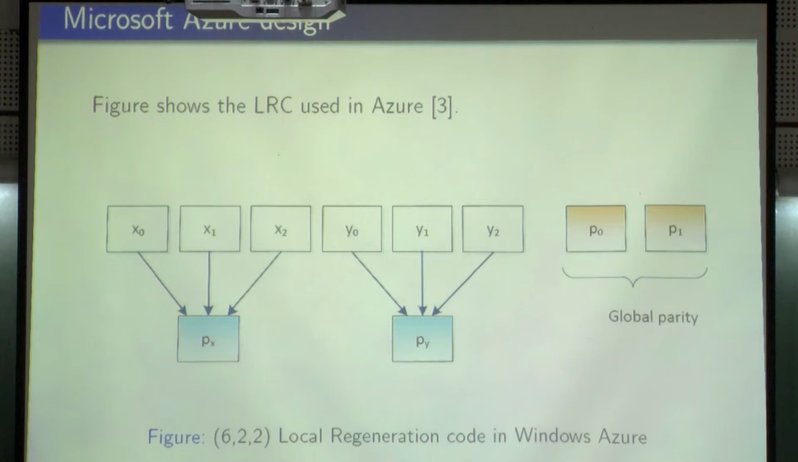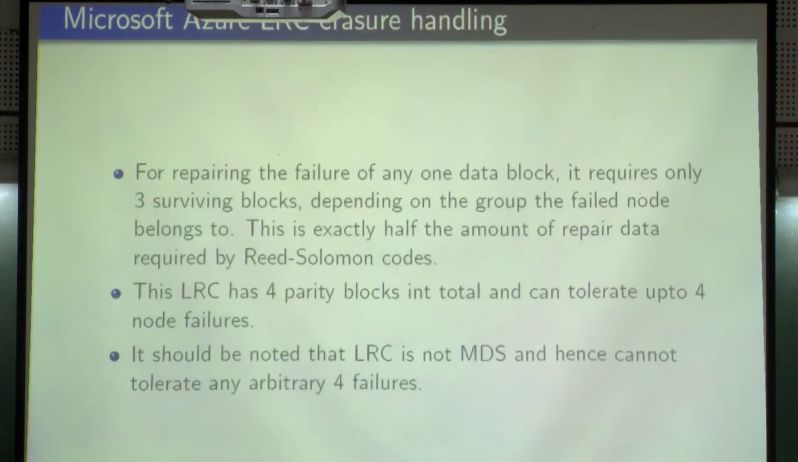10.6 code. Okay, n is 10 and k is 6. So for repairing the failure of any single data block, it requires only the surviving blocks in its group. You look at which group the failed node belongs to, and you contact the other 3 nodes in the group, because it's 3 plus 1, 4. So you contact the other 3 nodes in the group, and you can easily repair it.